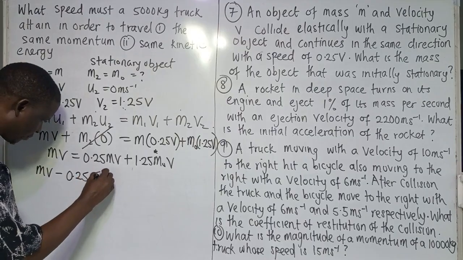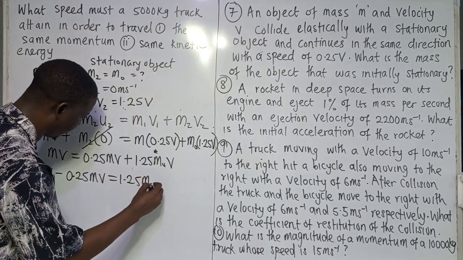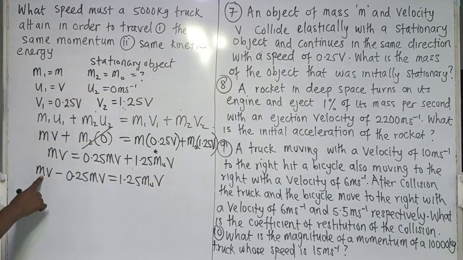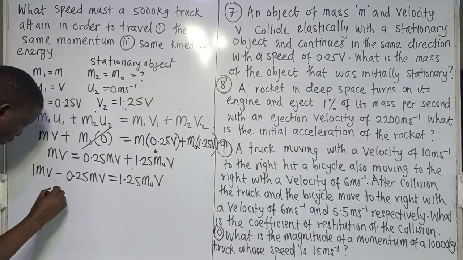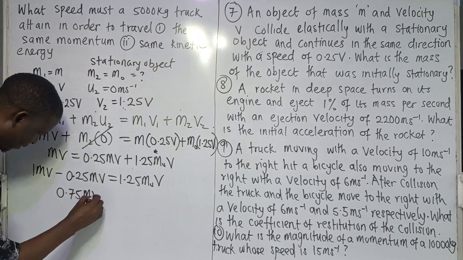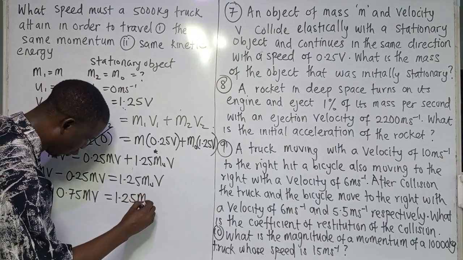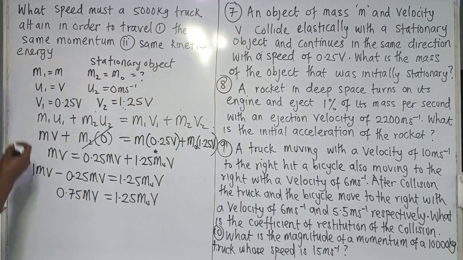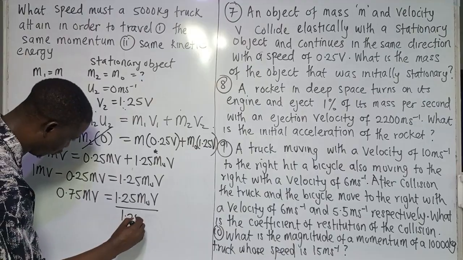0.25 MV is equal to what? 1.25 M0 V. Now this one, 1 MV minus 0.25 MV gives us what? 0.75 MV is equal to 1.25 M0 V. Now, how do we make M0 the subject of formula? Divide both sides by 1.25 V.